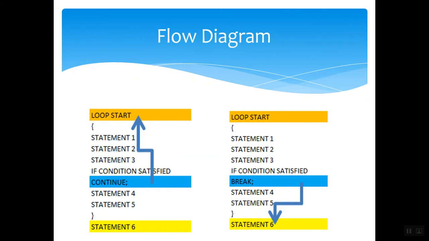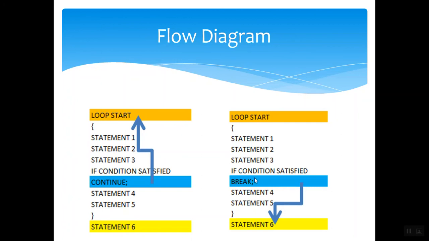Let me show you the flow diagram. Suppose your loop starts from here and you have statements 1, 2, 3, different actions there, and after that you have statements 4 and 5. If you need to perform statements 4 and 5 only based on some conditions, then you can put the condition on top of that and use continue. If that condition is satisfied, statements 4 and 5 will be skipped and the pointer control will go back to the start of the loop. If that condition is not satisfied, then only it will continue with statements 4 and 5 also.